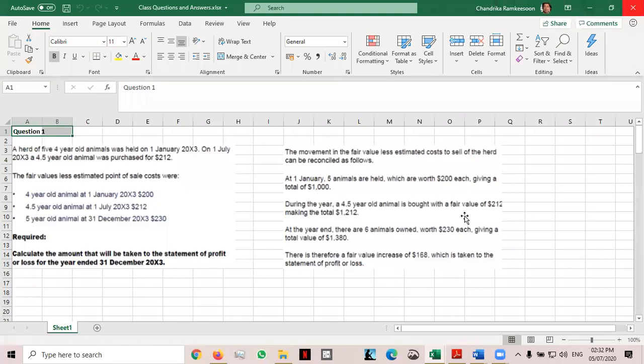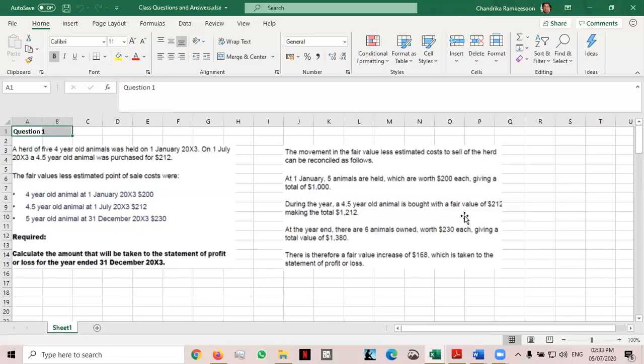Now, what I'd like you to pay close attention to here are the values. At the start, 200. The value of the biological assets has been increasing, and the farmer has not done anything to cause that increase. It's a natural biological fact that as the animals get older, their values will go up. To calculate the amount that will be taken to the P&L.